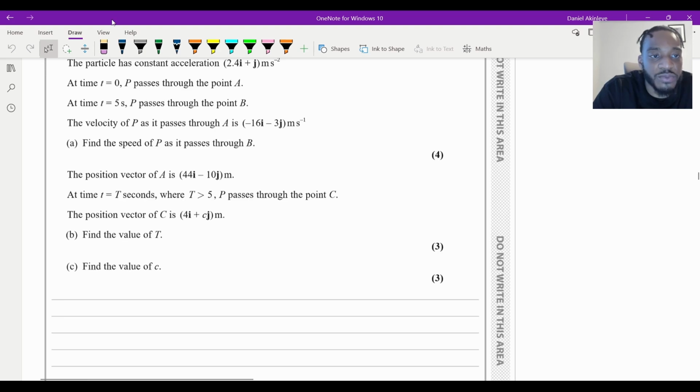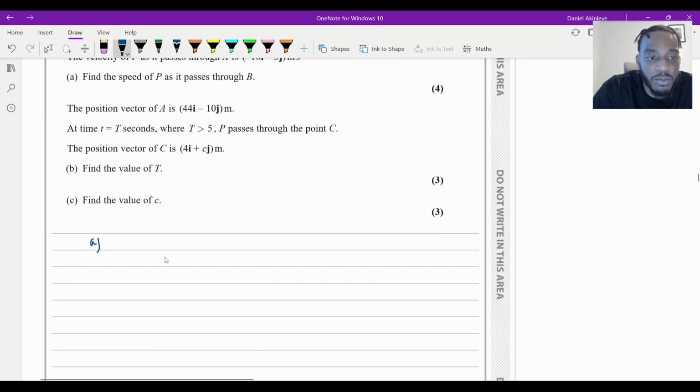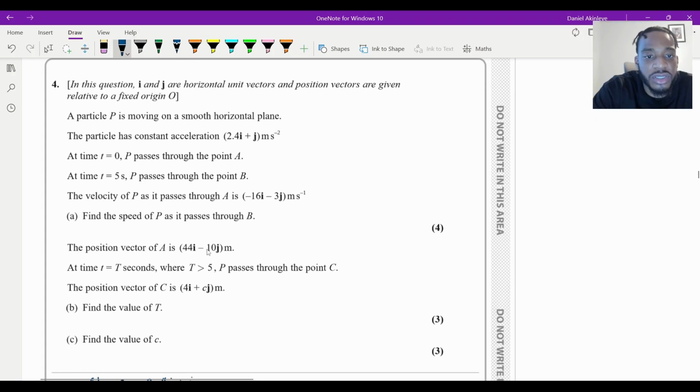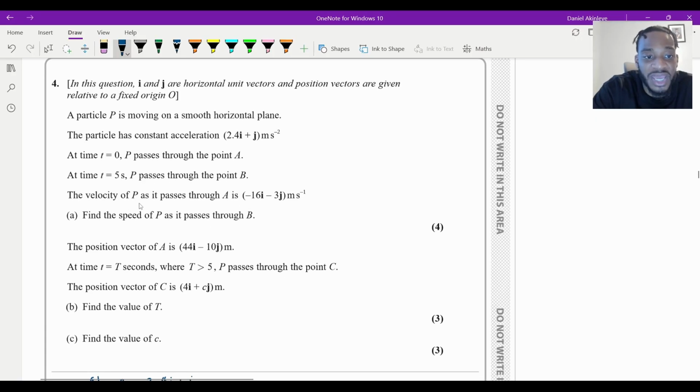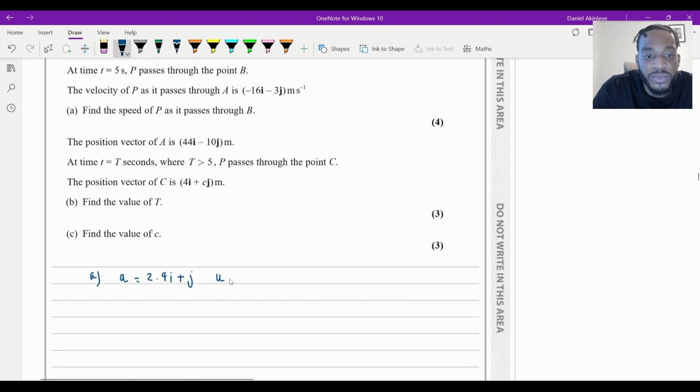So let's just put this here. We'll do part A here. And then what does it say? It tells us that the particle has a constant acceleration of 2.4i plus j. So I'm going to say a is 2.4i plus j. And what else do we know? They've told us that the velocity of P as it passes through A is minus 16i minus 3j. And remember, when P passes through A, that's when t is equal to 0, so that must be your initial velocity. So we're going to say here that u is equal to minus 16i minus 3j.